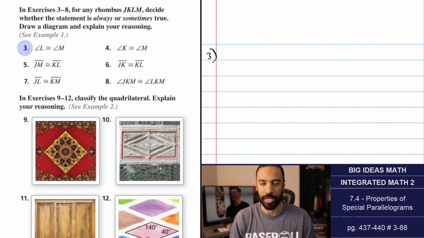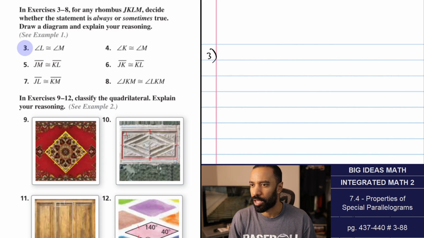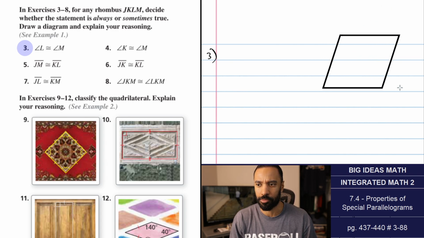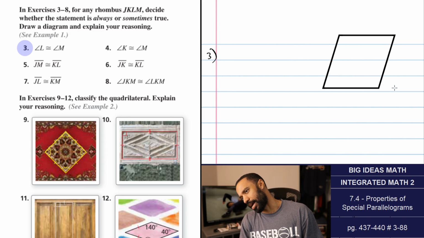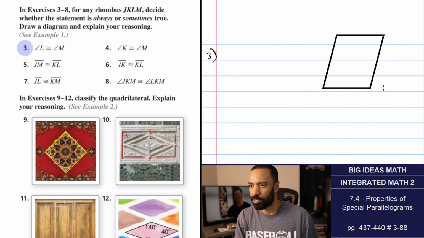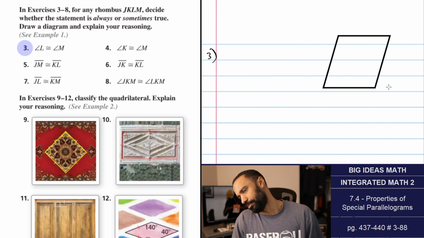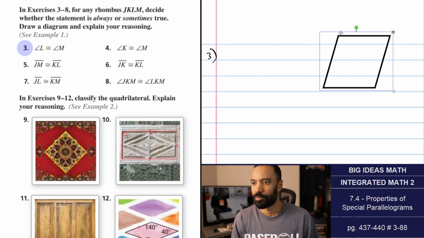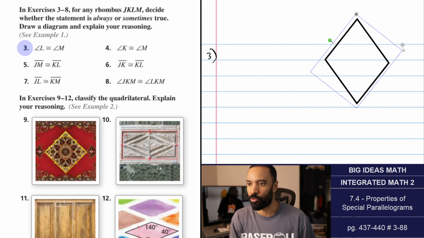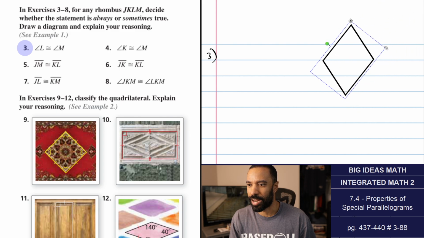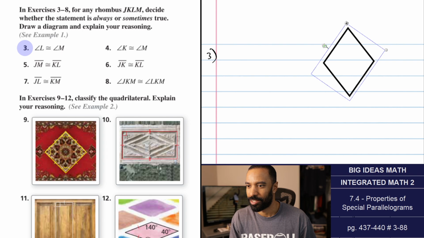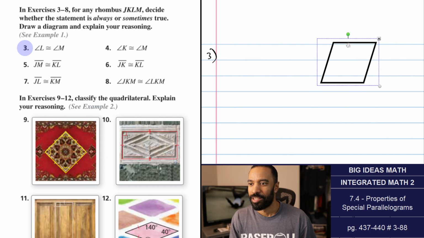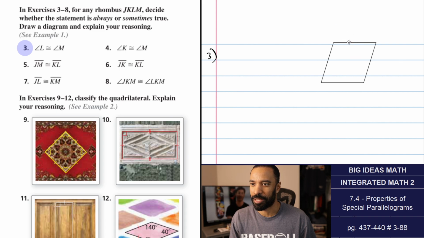Now, before I do anything, I want to make a drawing of this for a rhombus's sake. I don't know if I have a tool. I have a parallelogram tool, but I don't know if I have one to make it look exactly like a rhombus. If I rotate it this way, then I could give myself a better chance of seeing whether something is a rhombus or not. Probably like that. But anyway, here's my visual of a rhombus.